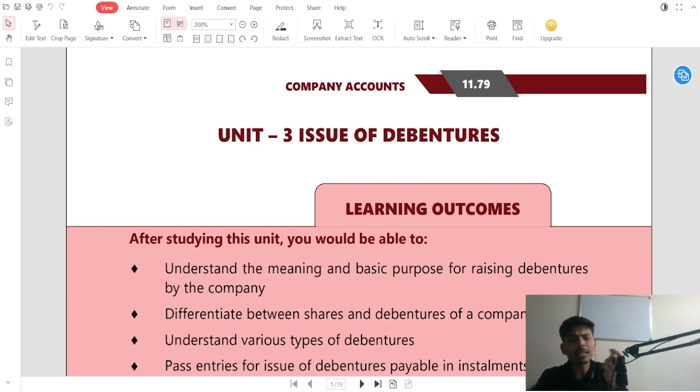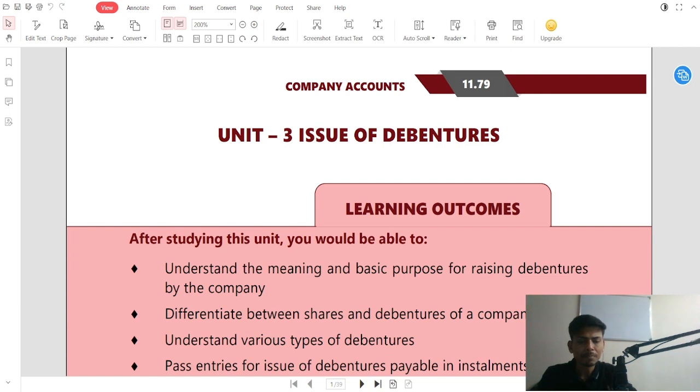Now, in the same way, a company may want some money due to an order or for any other purpose. When a company issues shares, it is actually giving ownership to the shareholders. Other than the promoters, the main owners of the company are the shareholders who are holding the shares of the company.